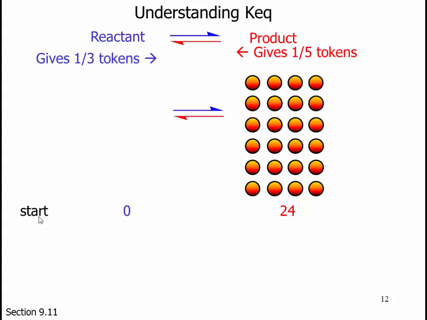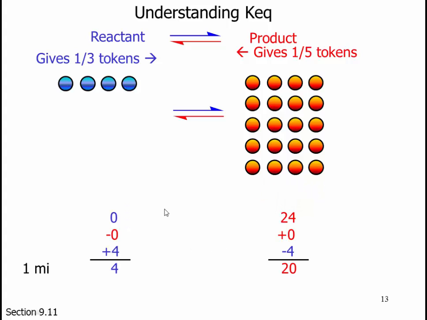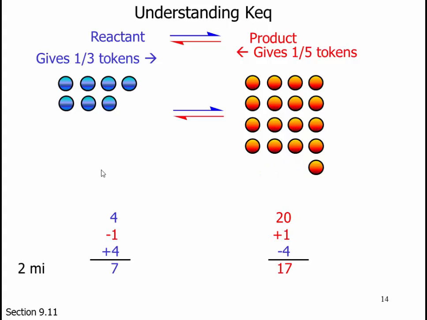Now maybe you think, well, this can't happen again. Why don't we try this with 24 product tokens and no reactant tokens, and see if the number comes out the same. Shall we? Okay, 1/3 of nothing forward would still be nothing, and 1/5 of 24 reverse and rounded down would be 4. So 0 forward, 4 reverse. What are the new totals? 4 and 20. Okay, 1/3 of 4 is 1. 1/5 of 20 is 4. So now, for this second minute, 1 forward, 4 reverse. What are the new totals? 7 and 17.